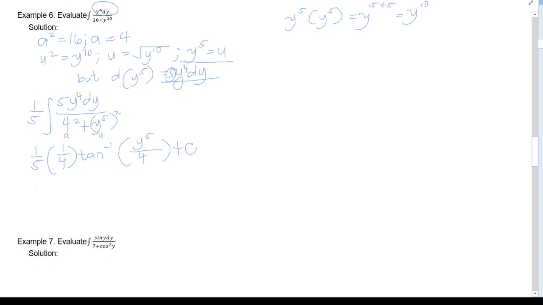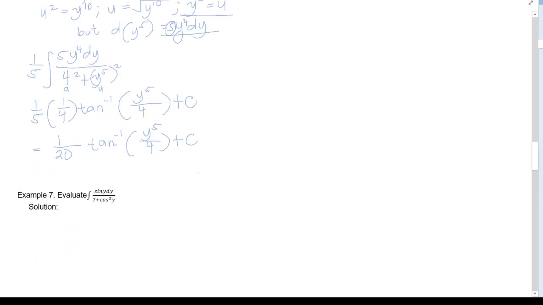So if we are going to simplify that further, that will become 5 multiplied by 4, that is 20 arctangent of y raised to 5 all over 4. So that is plus c. So that is the integral of y raised to 4 dy divided by 16 plus y raised to 10.